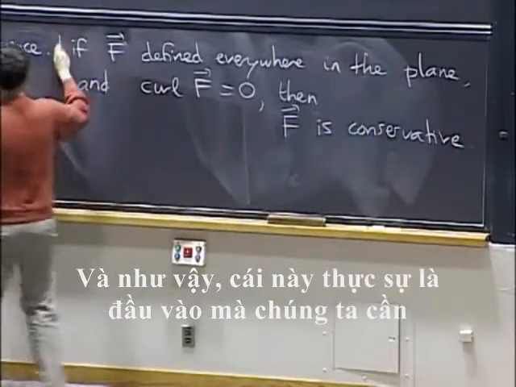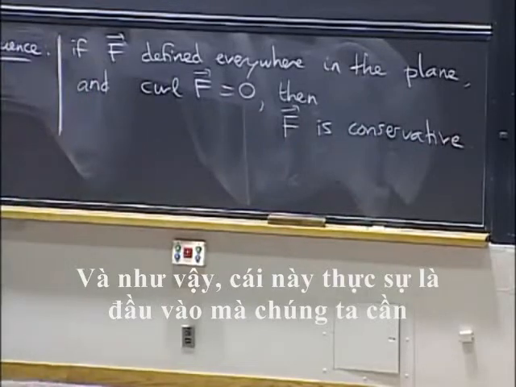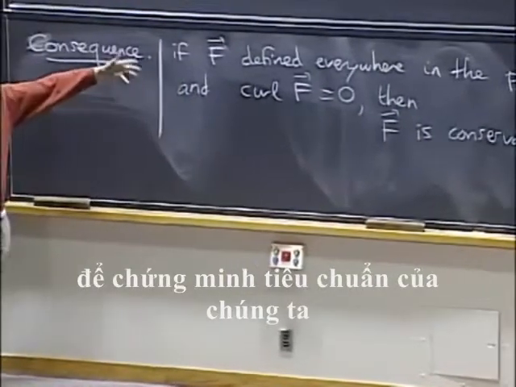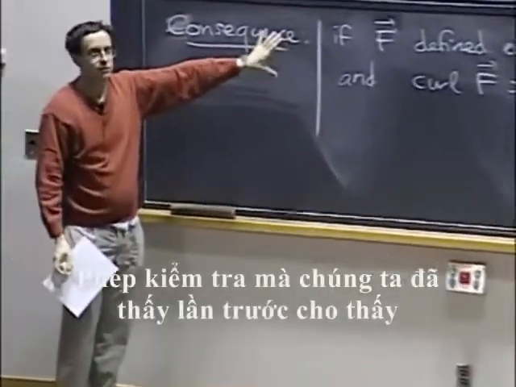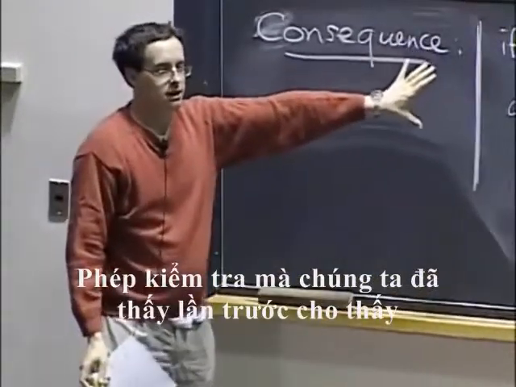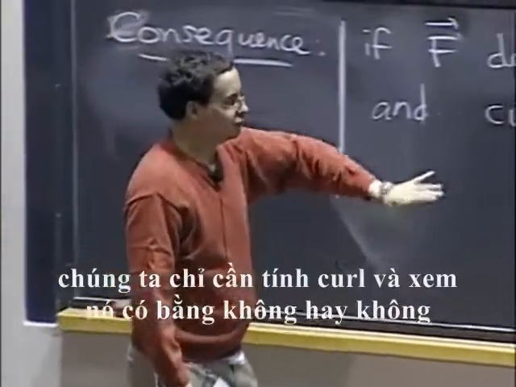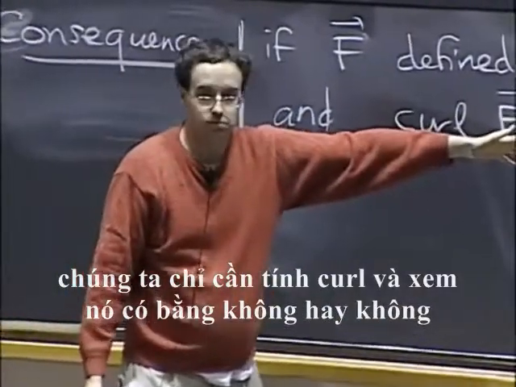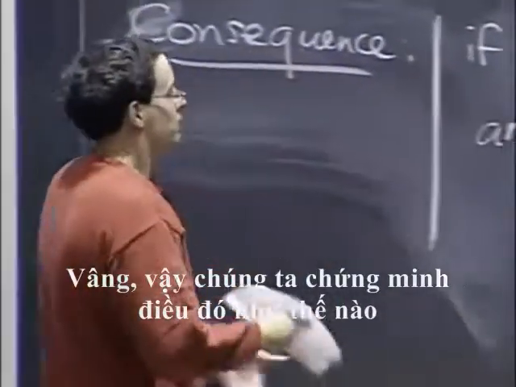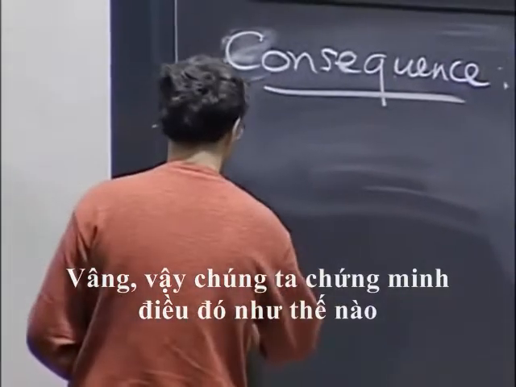And so this actually is the input we needed to justify our criterion. The test that we saw last time saying, to check if something is a gradient field, if it's conservative, we just have to compute the curl and check whether that's 0. Okay, so how do we prove that now carefully?